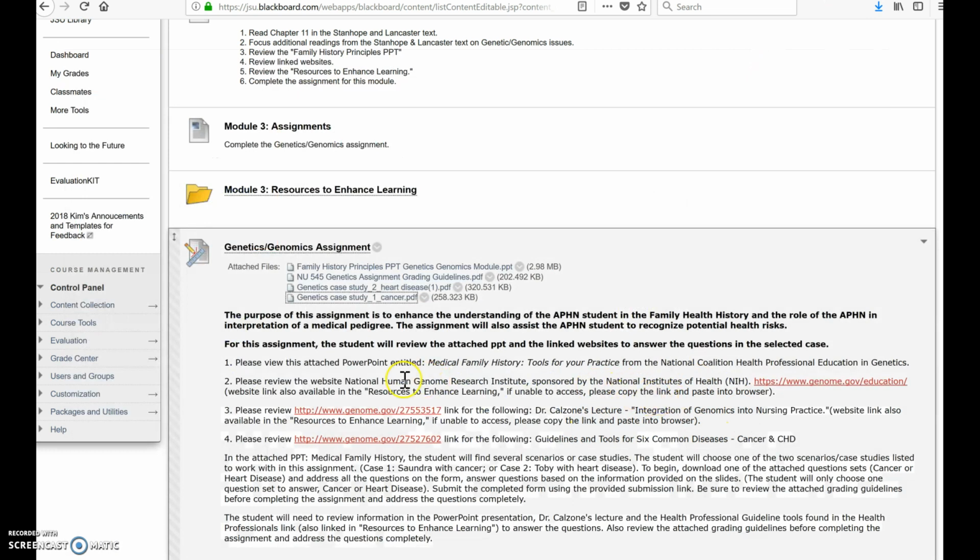Then go to this National Human Genome Research Institute website. Look through there in the resources. There's a link to that also in the resources to enhance learning. But this is a really good website. This would be something like if you're working with patients out in a population and they're concerned about something going on genetically in their family, then this is an excellent website. Then the third thing is this website here.